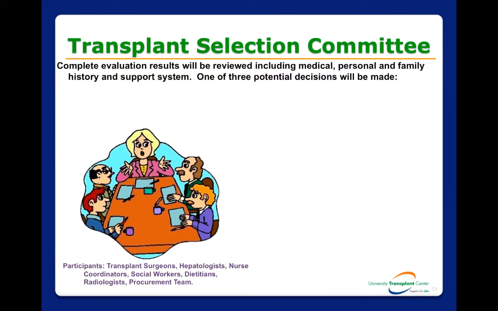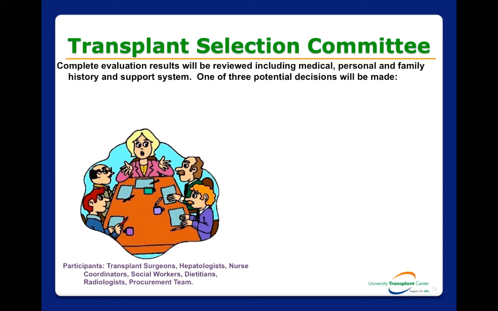The Transplant Selection Committee, which includes transplant surgeons, hepatologists, nurse coordinators, social workers, dietitians, radiologists, and our procurement team, meets routinely several times a month. Every patient's case is discussed at this meeting, at which time their evaluation results are reviewed to determine whether a patient can be placed on the waiting list or if there are any issues which need to be further addressed before a patient can be placed on the liver or combined liver transplant waiting list. You will be notified in writing of the committee's decision.